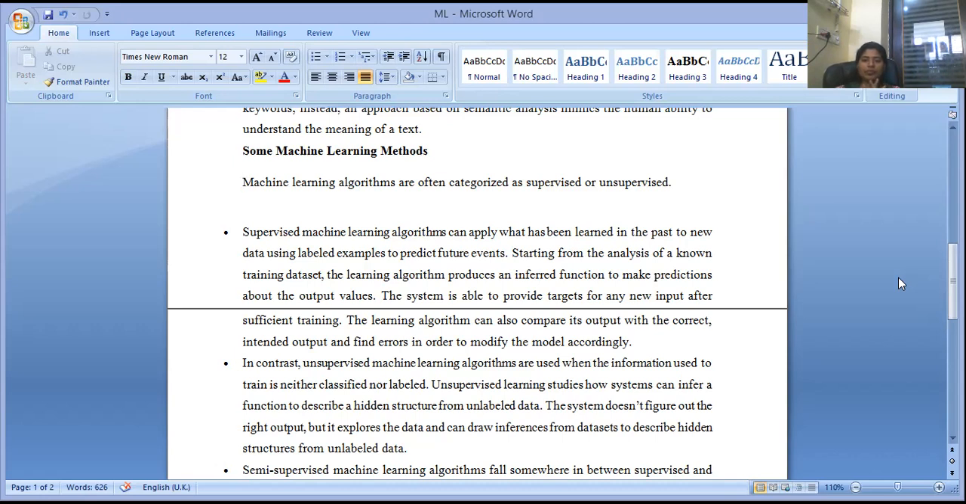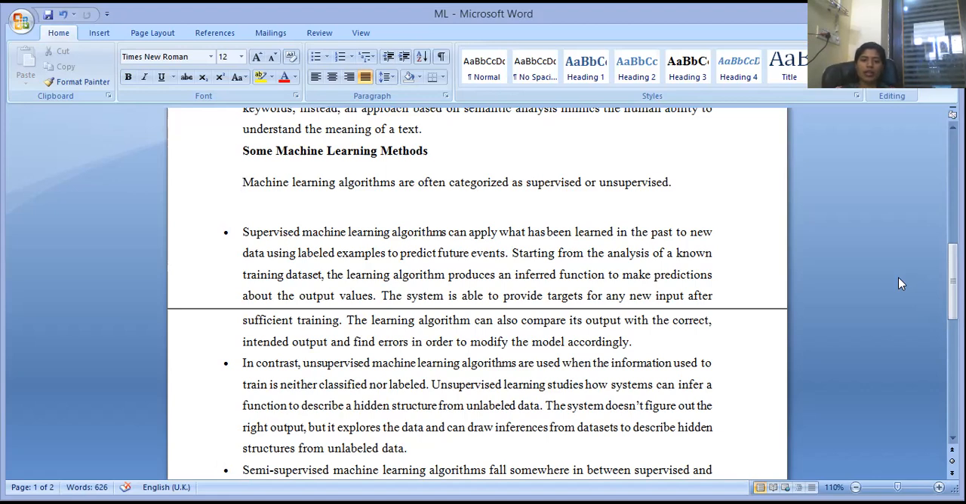So for this you are implementing multiple techniques and technologies, and you are learning many more techniques to get that result. So that is called supervised machine learning.